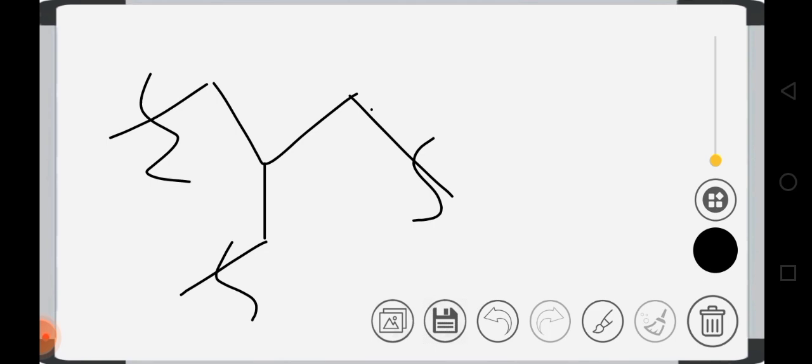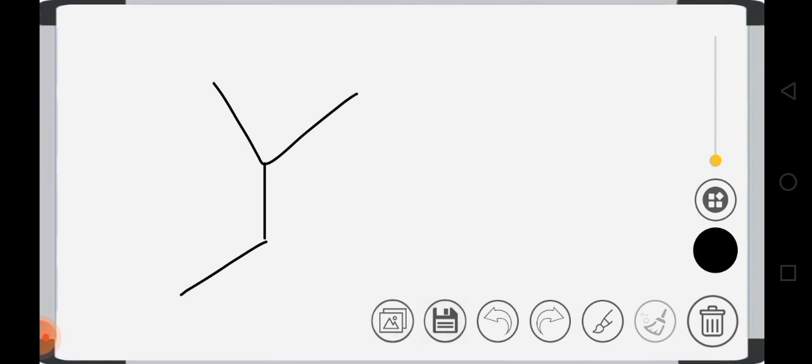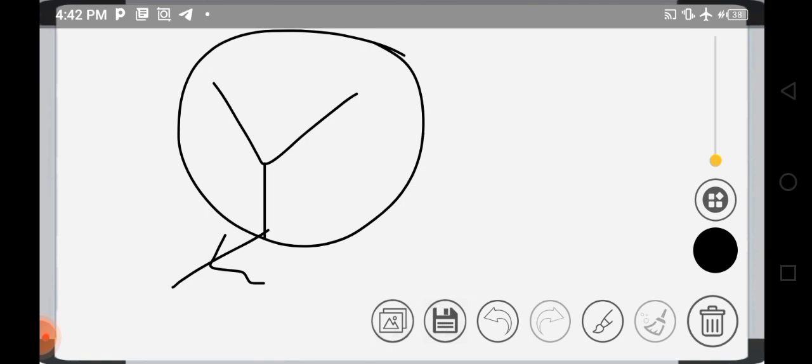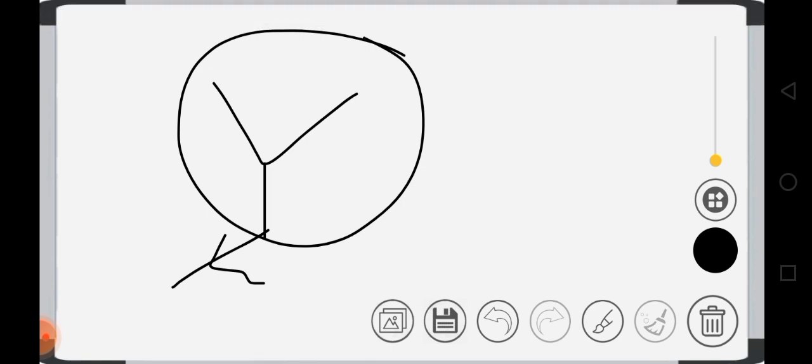Should we check it? Alright, look at it. Let's attach it to this end. What do you see? Check this one. It's like Y. It's like Y now. So this one is called isobutyl.